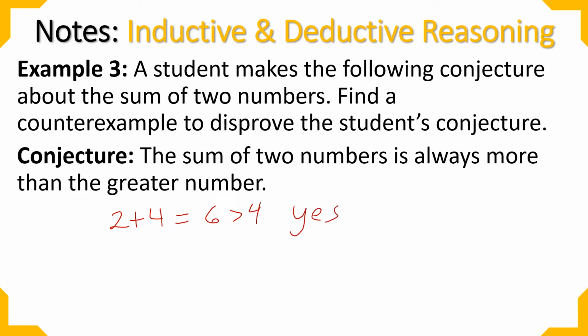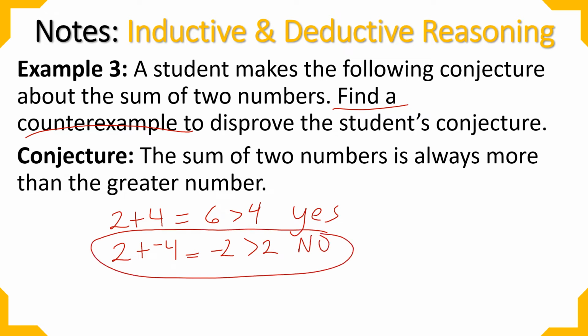Yes, it is. Now, that does make me feel like the student's conjecture is somewhat reasonable, but they're telling us here that we can find a counterexample. So we want to find an example where what they're saying does not hold true. So let's try as follows. What if instead of 2 plus 4, I add 2 and negative 4? So if I add 2 plus negative 4, I get negative 2. Now, which of these two numbers is greater, 2 or negative 4? 2 is. Is negative 2 greater than 2? No, it is not. Therefore, we have found our counterexample.